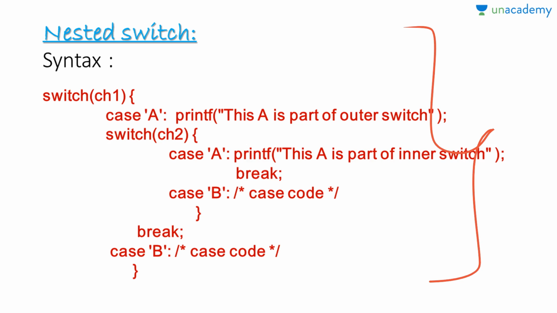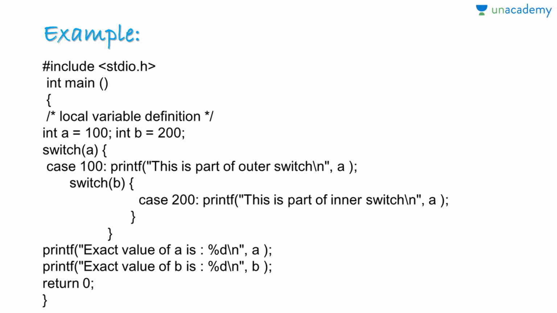So see here, the outer switch case constant and the inner switch case constant, chances are that we can have the same. So now we'll see an example here. Int A is equal to 100, int B is equal to 200. So we are checking for switch A first. So switch A should be case 100. So see, A is equal to 100. This matches with case 100. So we'll be printing this is part of outer switch.